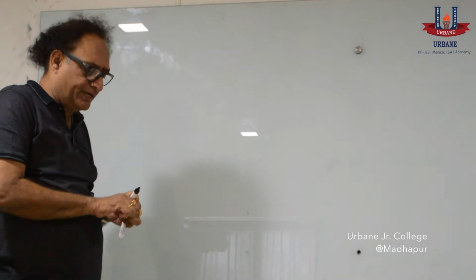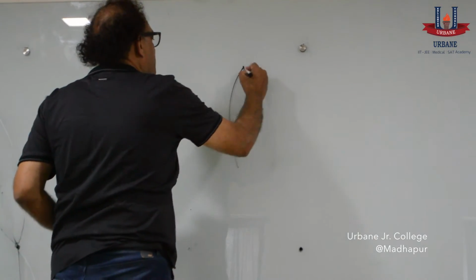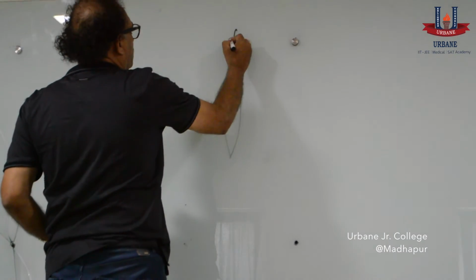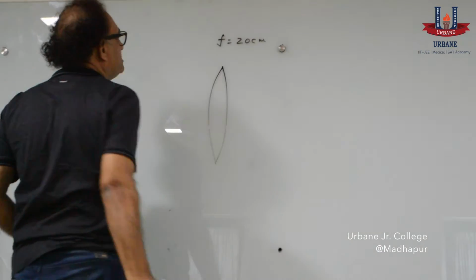Let us try to understand the optical power of a lens. What do we mean exactly by optical power? If power is positive, what does that mean? Power is negative, what does that mean? Power is zero, what does that mean? Let us try to take one convex lens here. This is supposed to be a convex lens and whose focal length is supposed to be 20 centimeters.